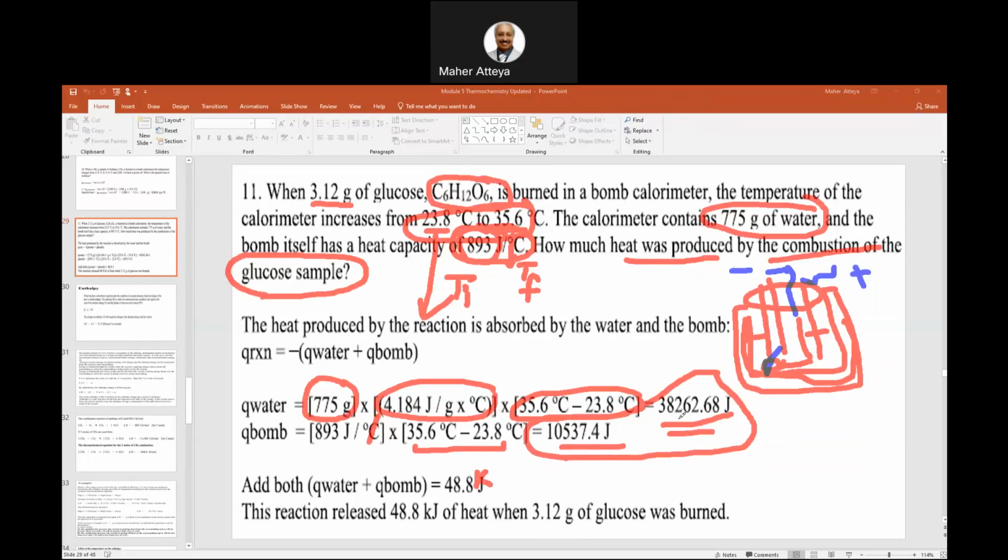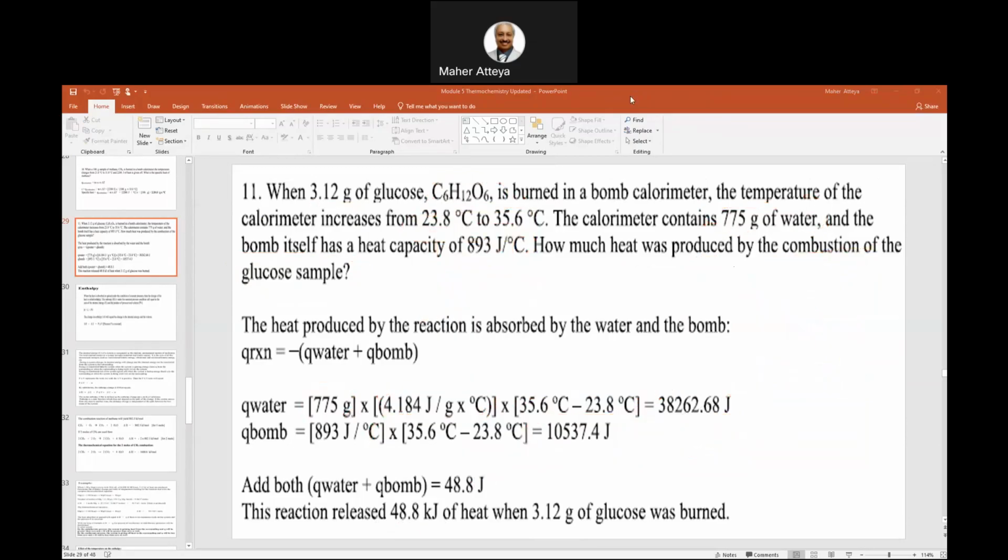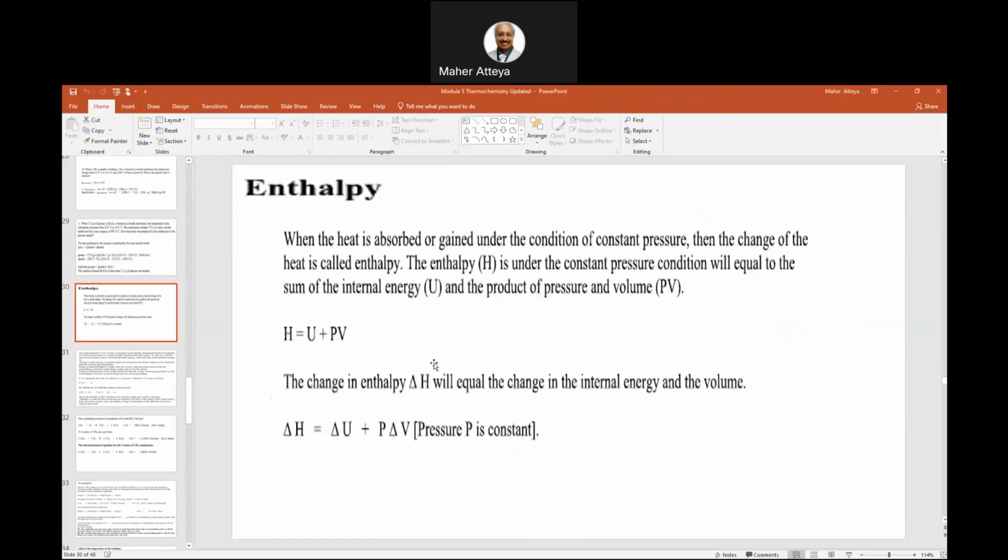If you add them up here, it will be in kilojoules. That's the correct answer, kilojoules. So, I did not see this type of setup in the past, but I don't know what will happen in the future. They might bring it, I don't know.